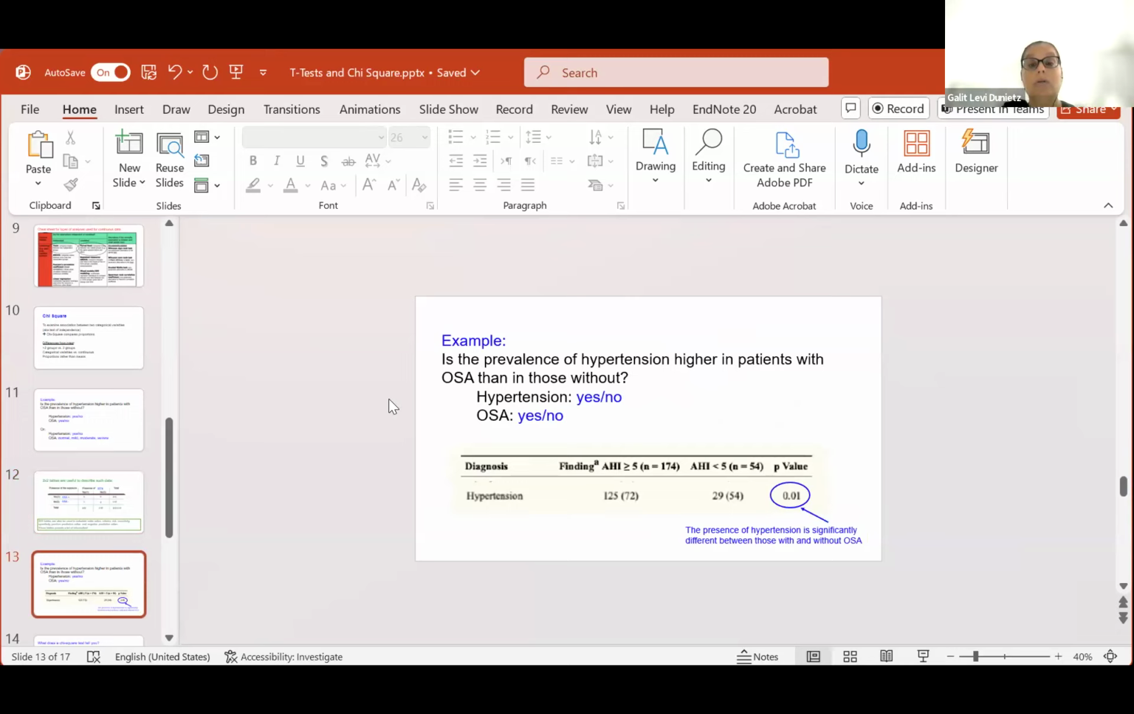So this is an example of when a chi-square test was used to examine whether hypertension is higher in people with OSA versus non-OSA. So this is a binary outcome here, the OSA. And you're seeing that we're comparing here not the 125 and 29, which is the sample size, but we're comparing the proportion, which is 72% with 54%. And what we're seeing here in the p-value is that there is a significant relationship between OSA and hypertension.